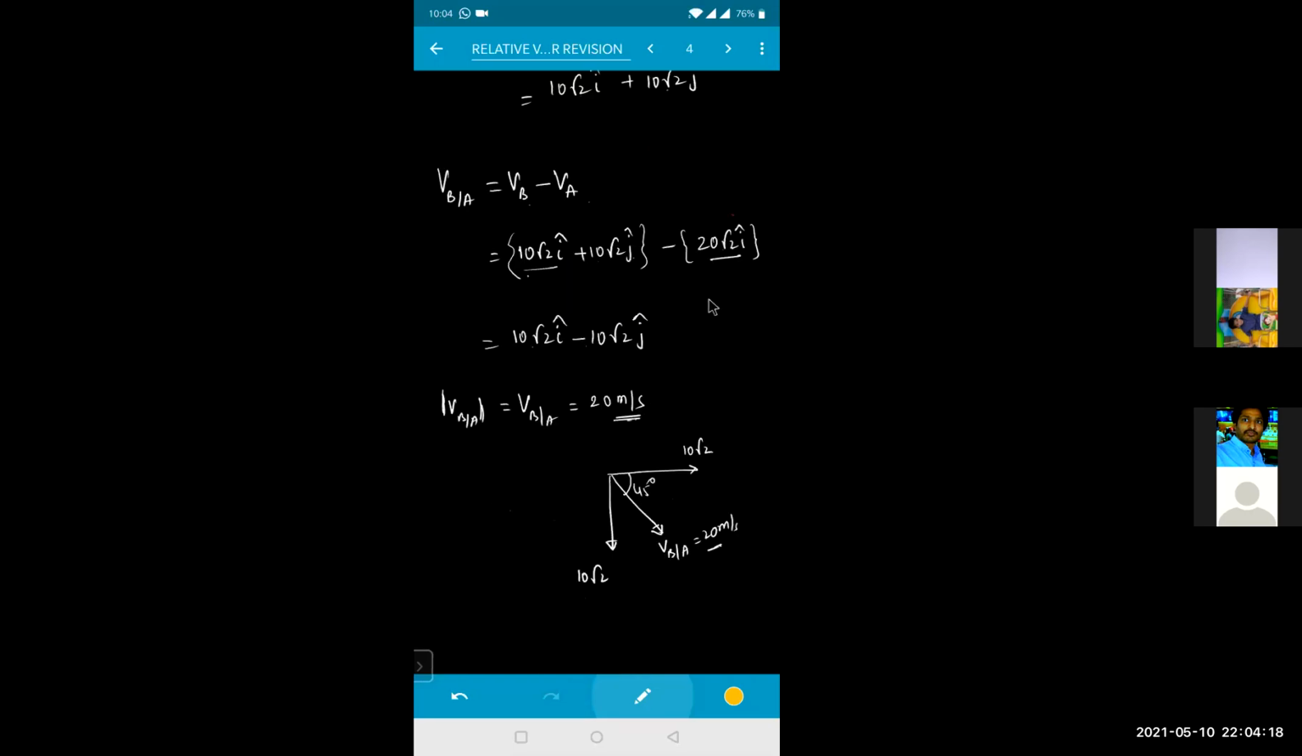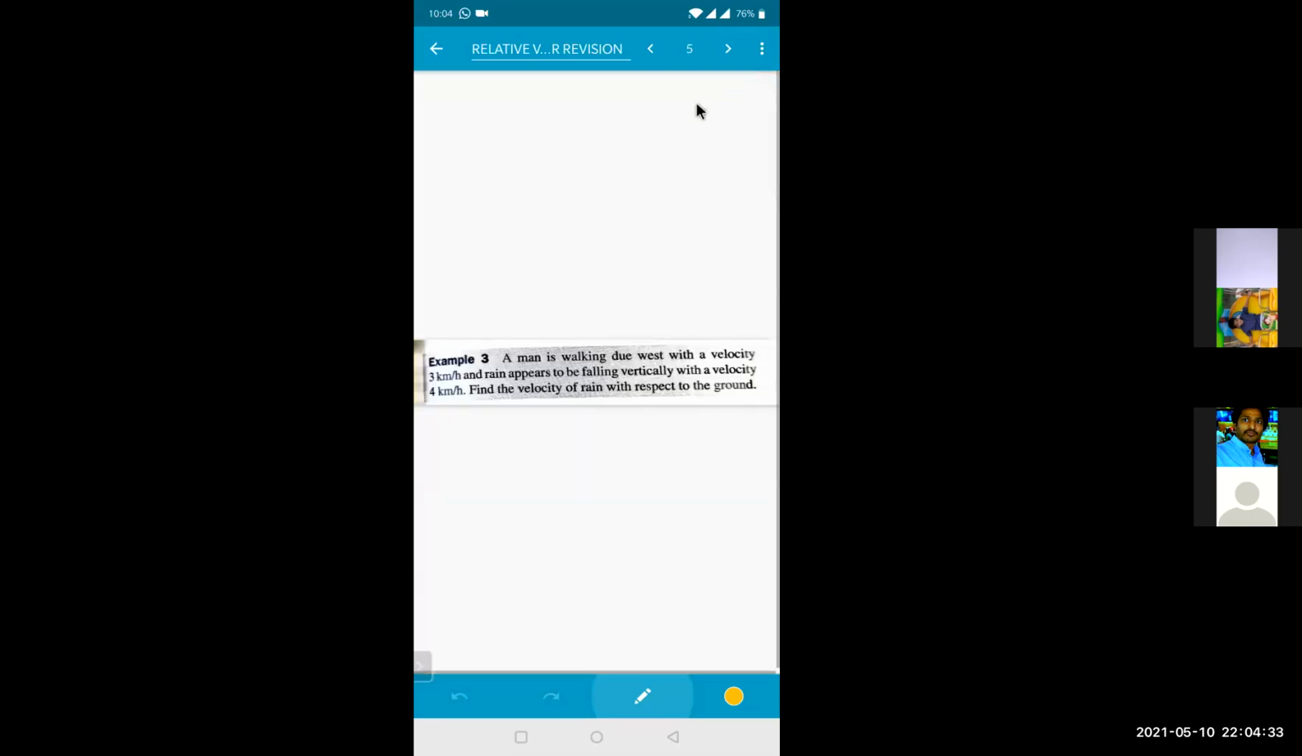That means the velocity magnitude, if I am taking it, how much will it become? 20 meter per second. So this is 10, this is 10, and the resultant of that will be 20 root 2 meter per second. When these two are the same, it will make an angle of 45 degrees with the x-axis, or with the vertical also the angle will be equal to 45 degrees. That's not a problem.